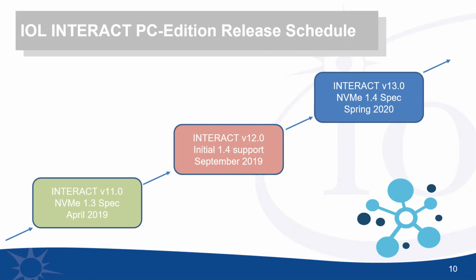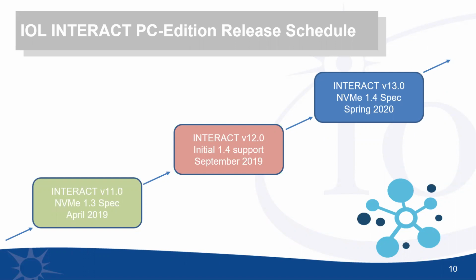We just released the Interact version 12, PCI and Fabrics, this past week, and it has initial support for 1.4, and we'll be using that software to actually perform integrators list testing coming up at the next Plugfest, which will be here in early November. And we'll be talking more about that in just a second. And then moving forward, you've got Interact version 13 that'll be happening. It'll probably be coming out in the spring of 2020, and that'll definitely be 1.4 features coming out of the specs, coming out of NVMe.org.